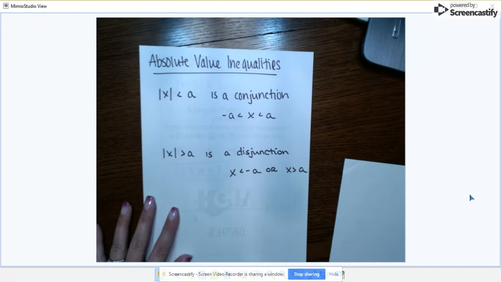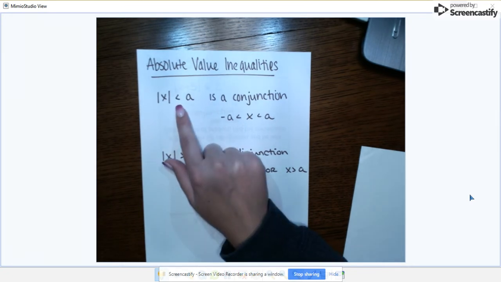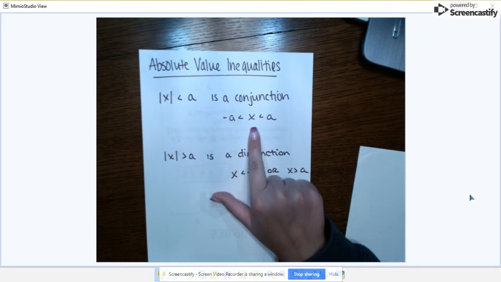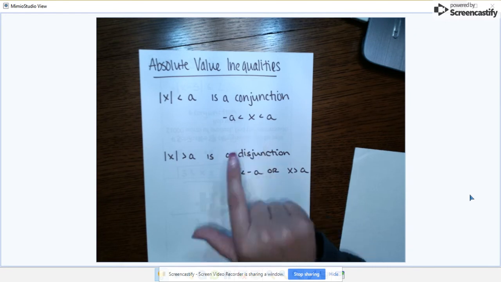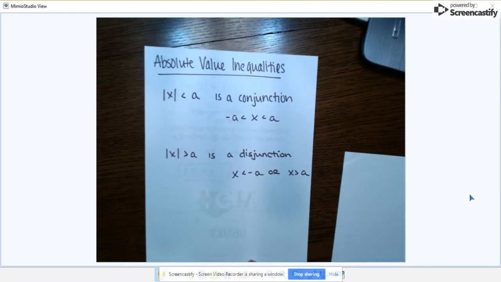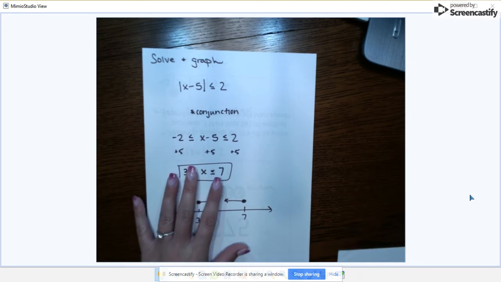All right, this leads us into absolute value inequalities. So we can have the absolute value of x being less than a. This is what we consider a conjunction because of the less than sign. Therefore, our solution will always be in this form. Similarly, we have the absolute value of x greater than a, and this is what we call a disjunction. Our answers will always be in the form x is less than negative a or x is greater than a. So we're going to utilize both of these rules in the next examples.